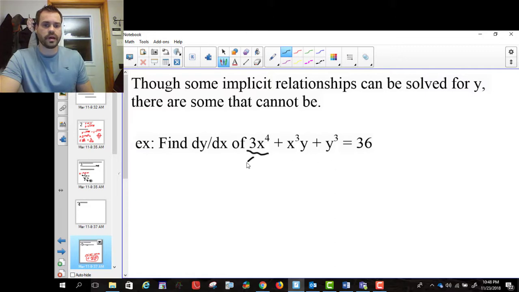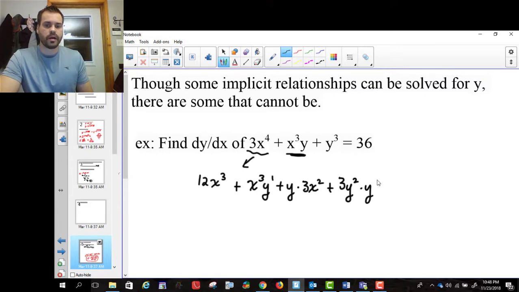This function here, the derivative of that is just 12x cubed. Plus, then this is a product rule in here. So it's x cubed times the derivative of y, which is y prime, plus y multiplied by the derivative of x cubed, which is 3x squared. And then this guy, the derivative of y cubed is 3y squared, that's the power, and then multiplied by y prime, because again, we're treating it as a chain rule, and then the derivative of 36 is 0.